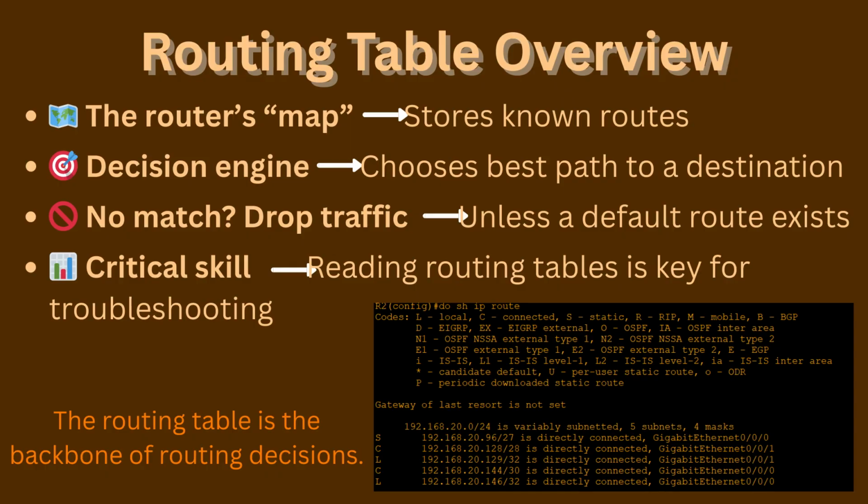The routing table is like a map for your router. It stores all the known routes and details about how to reach each network. The router uses this table to decide the best path for traffic. If a packet arrives and the router doesn't have an entry for that destination, the traffic is dropped. That's why understanding how to read a routing table is so important. It's one of the core skills in networking and the backbone of how routers make decisions.